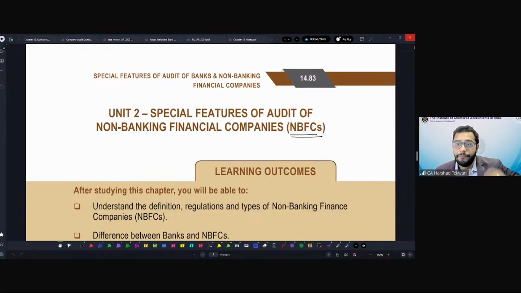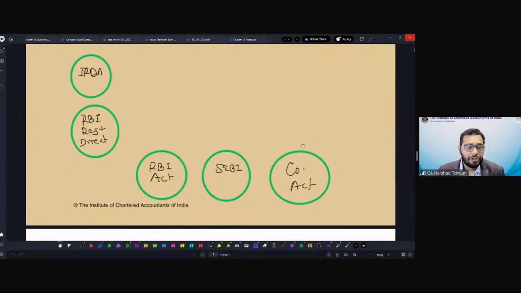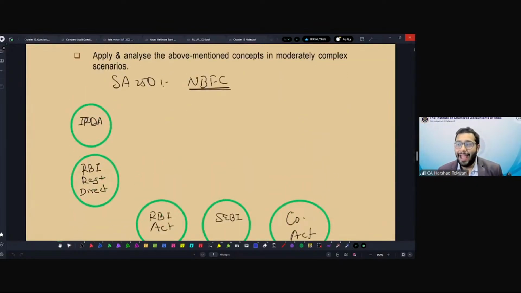Today we are going to continue with chapter number 14, unit 2. Let me take a quick recap of what we discussed in the last session. In the last session, we discussed the various acts that are applicable to the NBFC.